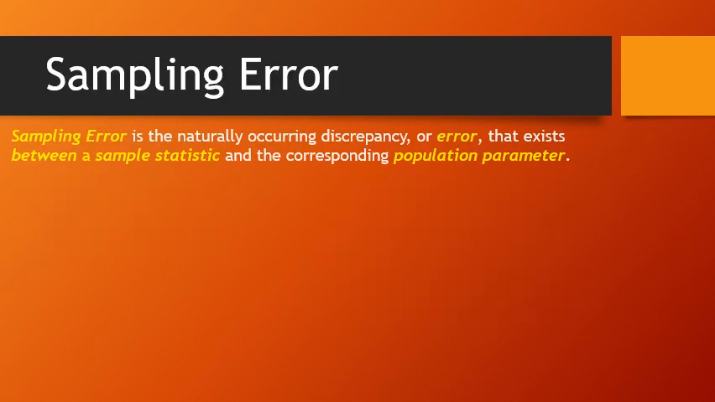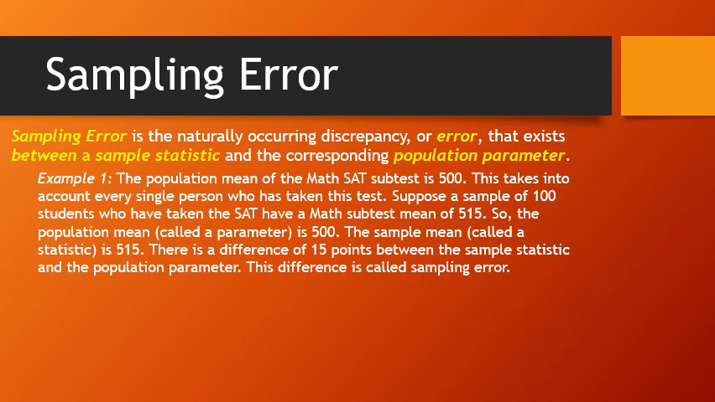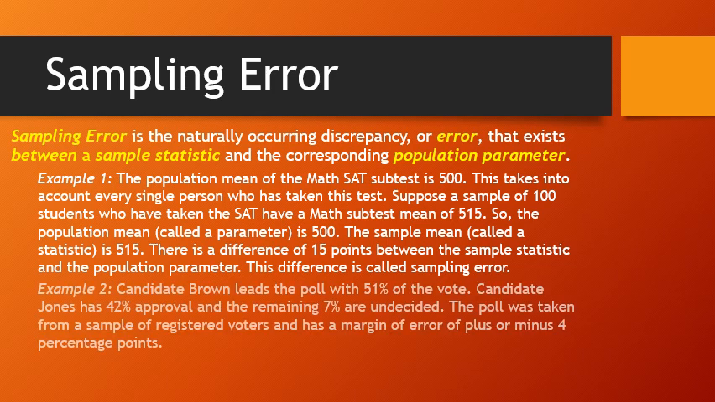Let's look at sampling error. Sampling error is the naturally occurring discrepancy or error that exists between a sample statistic and the population parameter. So example, the population mean of the math SAT subtest is 500. This takes into account every single person who has taken this test. Suppose that a sample of 100 students who have taken the SAT have a math subtest mean of 515. So the population mean, which is called a parameter, is 500. The sample mean, which is called a statistic, is 515. There's a 15-point difference between the sample statistic and the population parameter, and this difference is called sampling error.